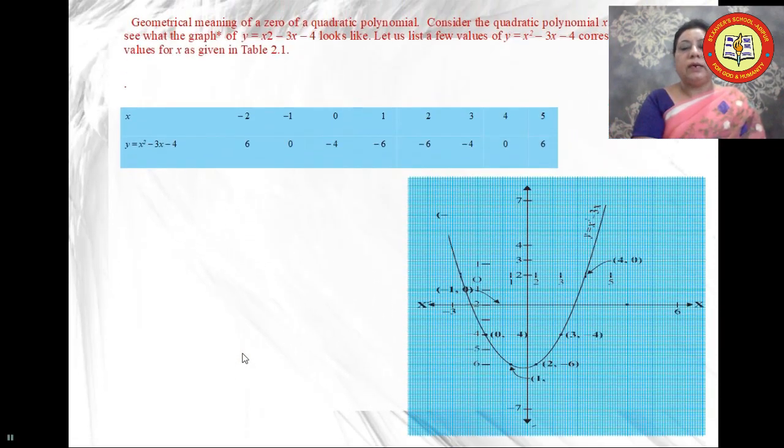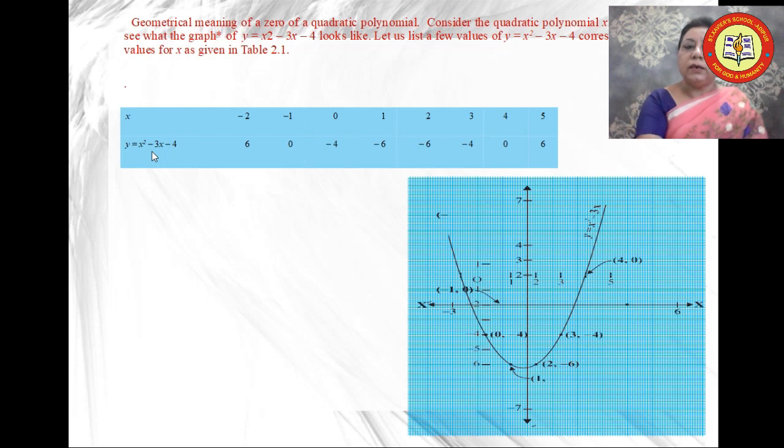Next we will see the graph of a quadratic polynomial. Quadratic polynomial means what? A polynomial whose degree is 2. For example, I have taken here y equals x square minus 3x minus 4.